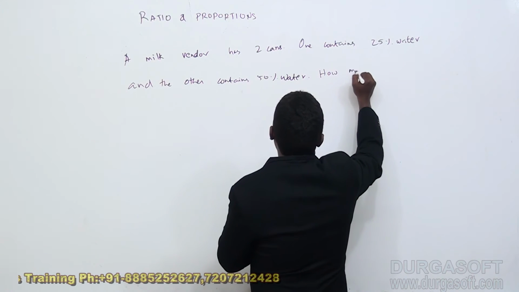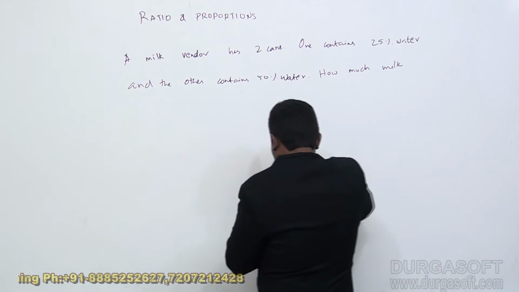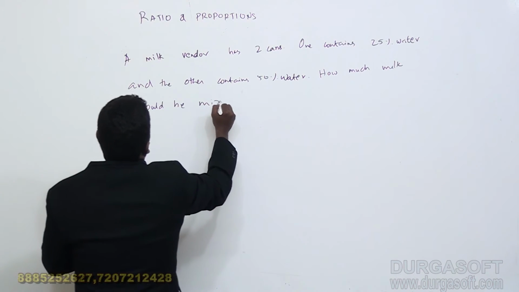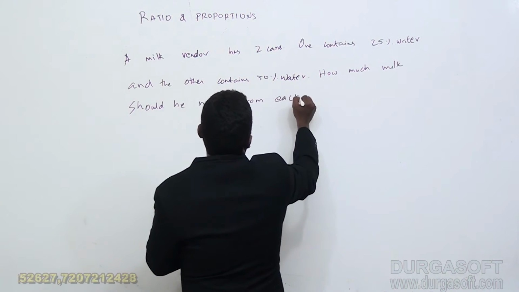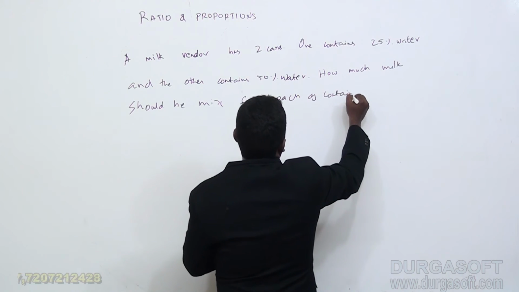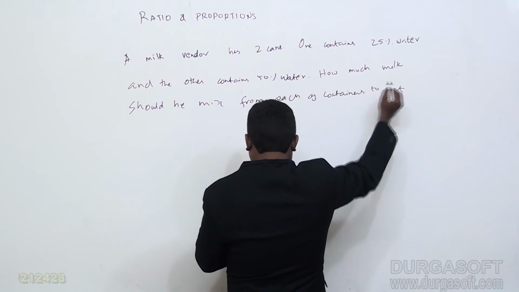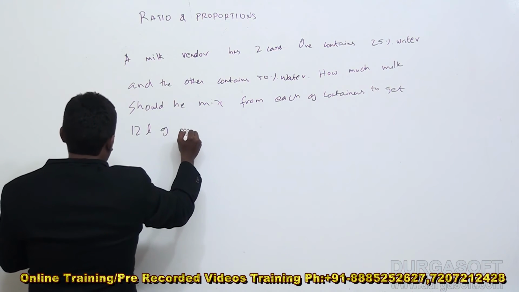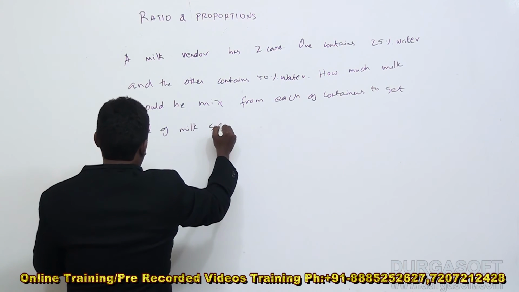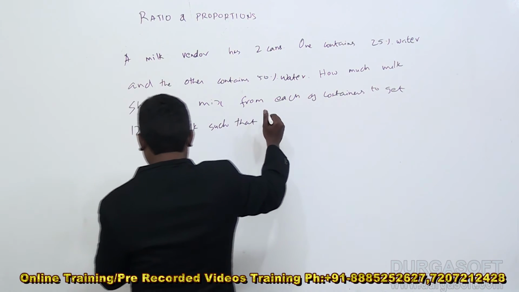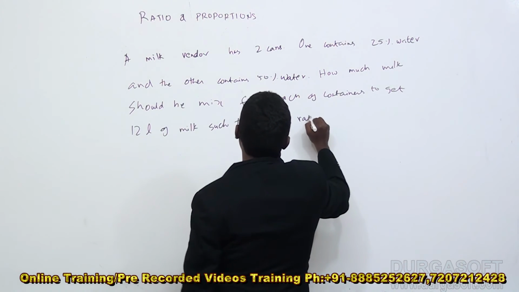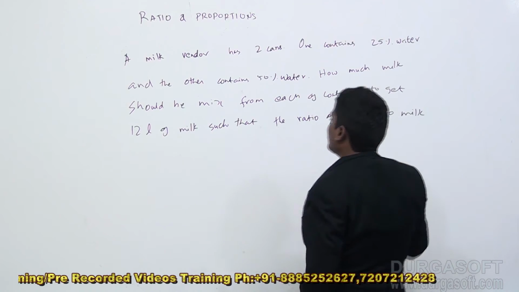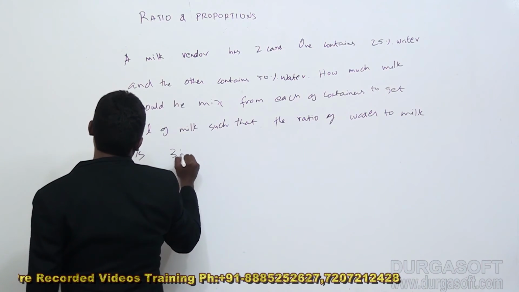How much milk should he mix from each of the containers to get 12 liters such that the ratio of water to milk is 3:5?